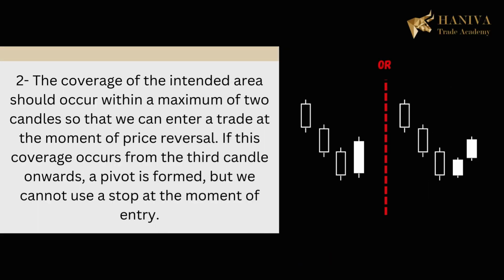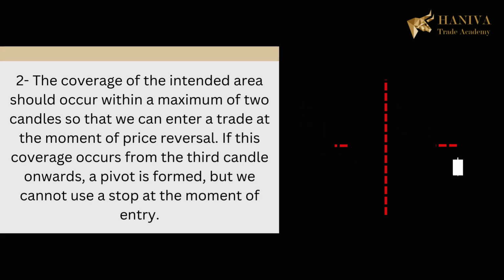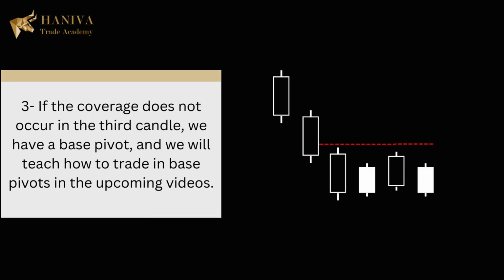2. The coverage of the intended area should occur within a maximum of 2 candles so that we can enter a trade at the moment of price reversal. If this coverage occurs from the 3rd candle onwards, a pivot is formed, but we cannot use a stop at the moment of entry. 3. If the coverage does not occur in the 3rd candle, we have a base pivot, and we will teach how to trade in base pivots in the upcoming videos.